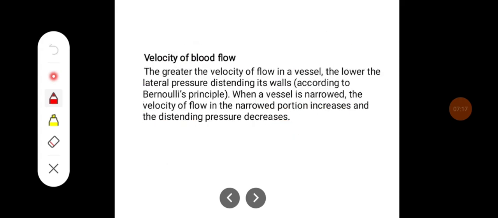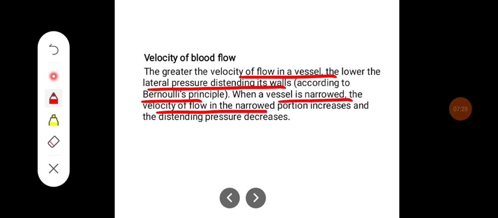Velocity of blood flow. The greater the velocity of the flow in a vessel, the lower the lateral pressure distending its walls, according to Bernoulli's principle. When a vessel is narrowed, the velocity of flow in the narrowed portion increases and the distending pressure decreases.